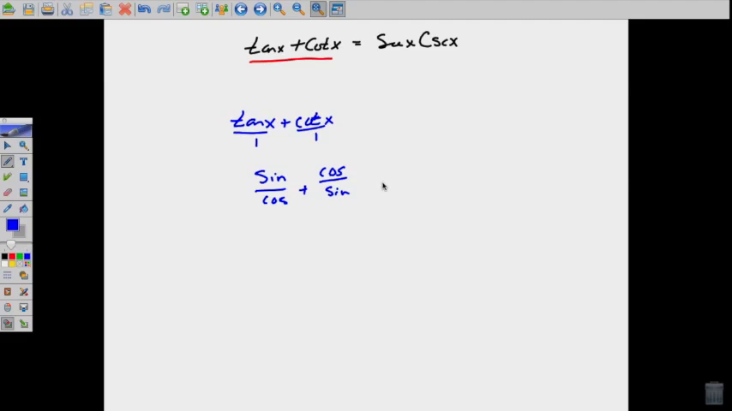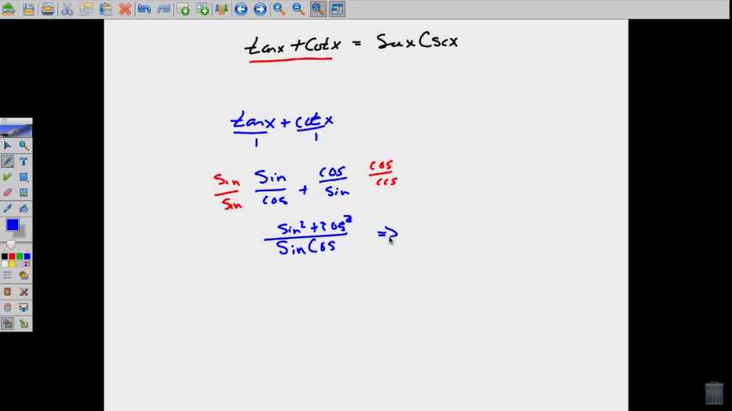Which means in this case that I might actually be able to do some combining after all if I make a common denominator. So I'm going to multiply this side by sine over sine, multiply this side by cosine over cosine, and it's basically like what I was doing in the last example, where now I get the common denominator of sine cosine, and on the top I'm going to get sine squared plus cosine squared.